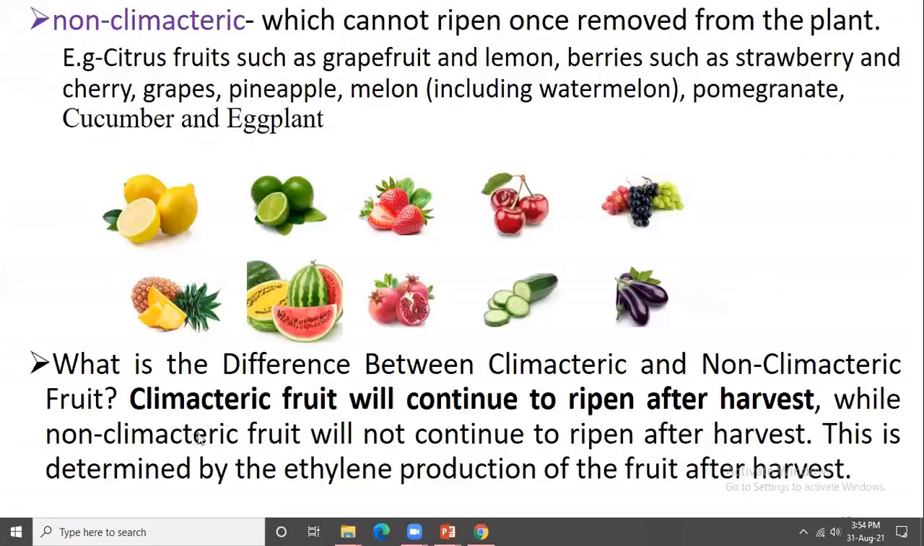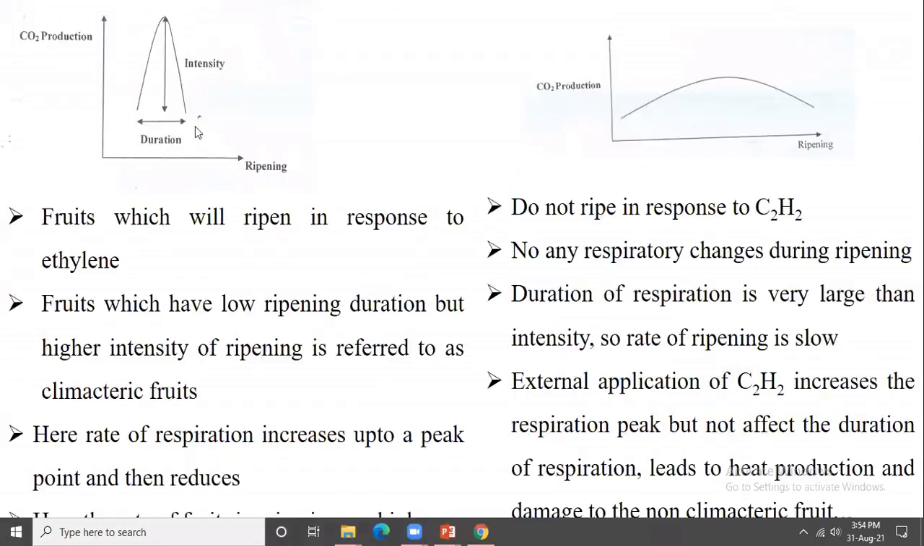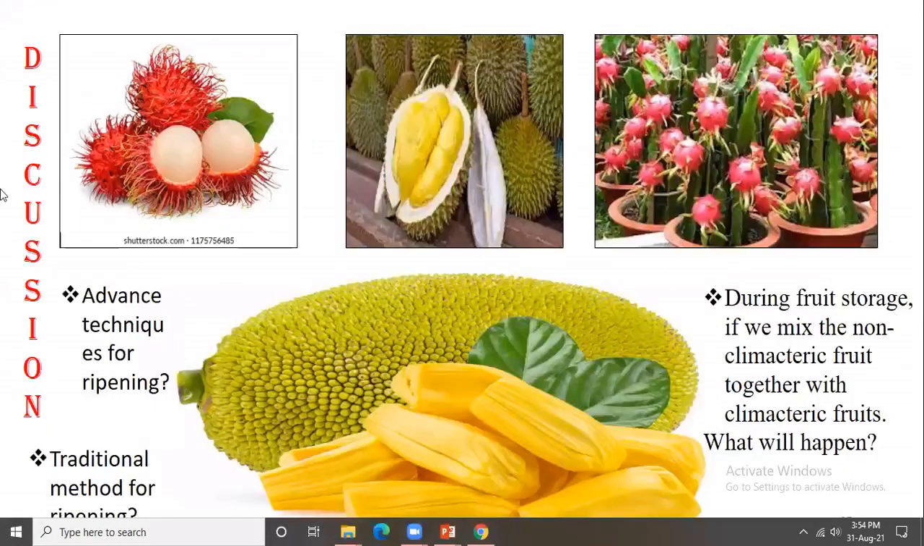What are the main differences? And here, which one is a climacteric fruit crop? Then this one is a non-climacteric fruit. C2H4 means ethylene. Ethylene, but how is ethylene produced? How are enzymes produced? How is heat produced? How is it affected by the ripening period? I will teach and identify rambutan, durian, dragon fruit and jackfruit, and advanced techniques for ripening and traditional methods for ripening.